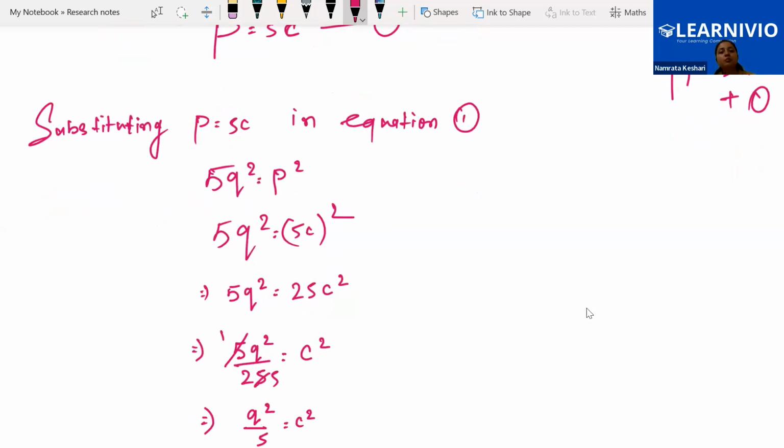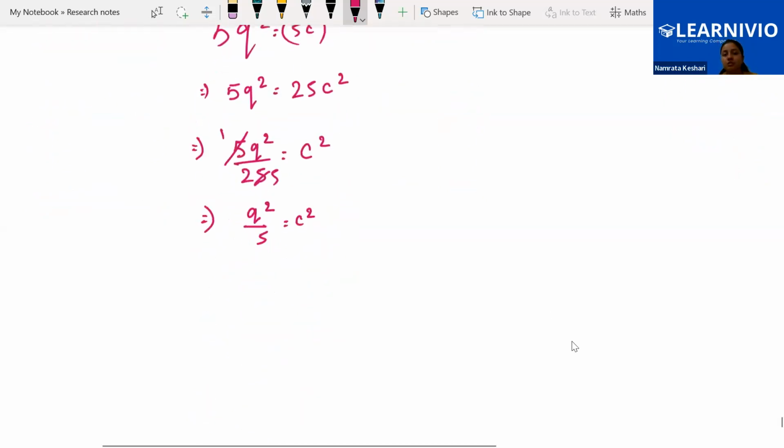Now from here you can make the conclusion. It is easier to make the conclusion over here that 5 divides Q square. That means 5 divides Q. Please let me know whether these steps are clear, yes or no.